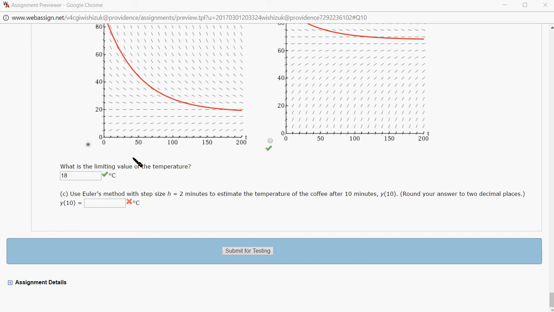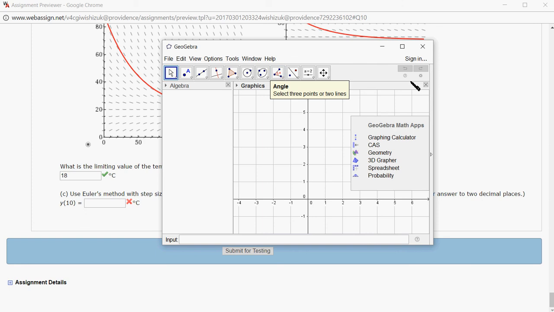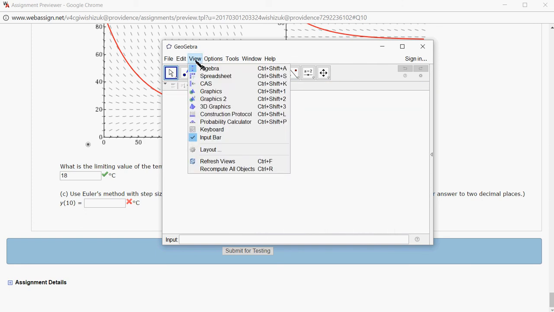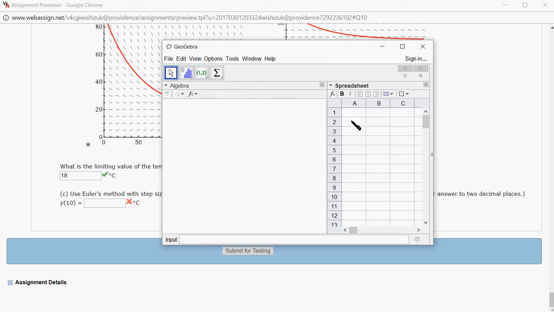Part C: use Euler's method with the step size h equals 2 to estimate the temperature of the coffee after 10 minutes. Let's bring out GeoGebra. We don't need the graphics, so I'm just going to close that and open up the spreadsheet. Initially t is 0, and the initial temperature is 90 degrees, so we'll put 90 there. The step size is 2, so I'm going to type h equals 2. And for the differential equation, I'm going to type f of x comma y, which is negative 1 over 50 times y minus 18.